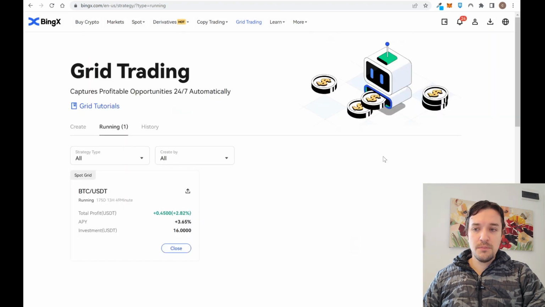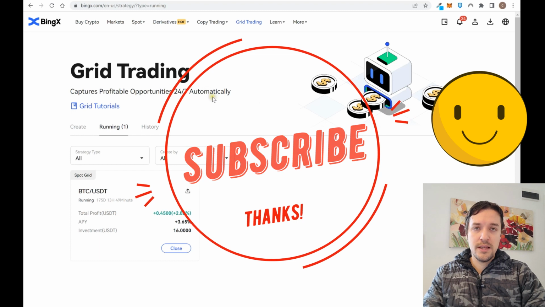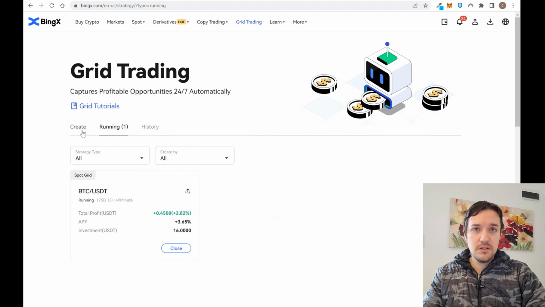So to sum up, I believe that it is a good way to generate profit 24/7 automatically, but you have to understand that it's not magic. So you can earn money and you can also lose money based on what the price of Bitcoin or another cryptocurrency does.